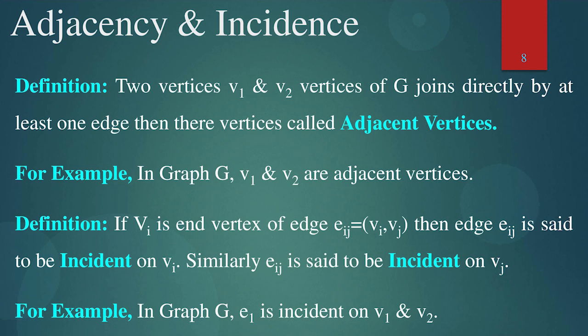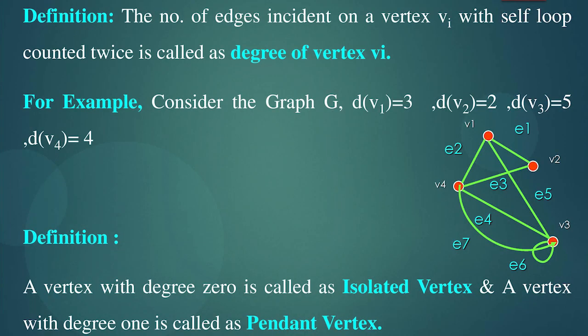Next definition: if Vi is an end vertex of edge Eij equal to Vi and Vj, then edge Eij is said to be incident on Vi. Similarly, Eij is said to be incident on Vj. For example, in graph G, Ei is incident on V1 and V2. Degree of a vertex: the number of edges incident on a vertex Vi, with a self-loop counted twice, is called the degree of vertex Vi. For example, consider the graph G: degree of V1 equal to 3, degree of V2 equal to 2, degree of V3 equal to 5, degree of V4 equal to 4.